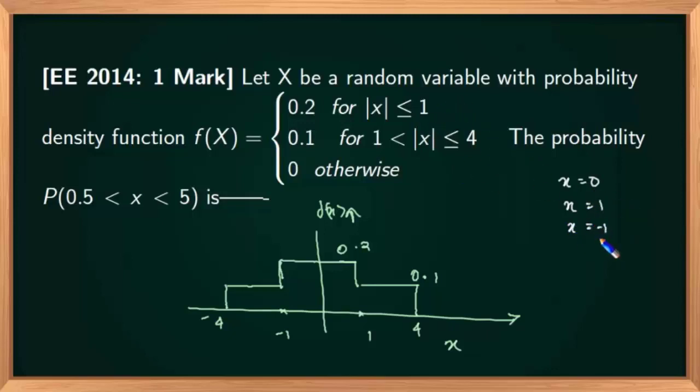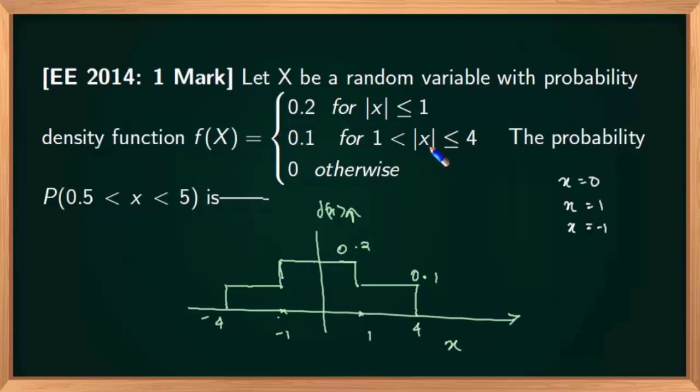X is equal to minus 1, it is again less than or equal to 1, because mod of minus 1 is 1. Whereas if x is 2, it is not. So between minus 1 and 1, when I say that mod of x is less than 1, it means that it lies between minus 1 and 1. So between those two values, the value of function is 0.2.